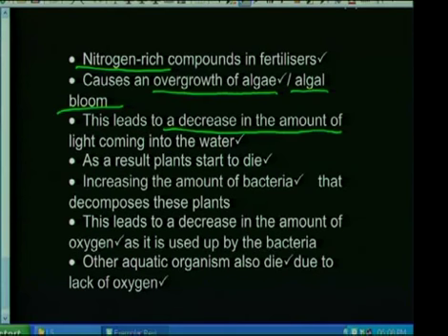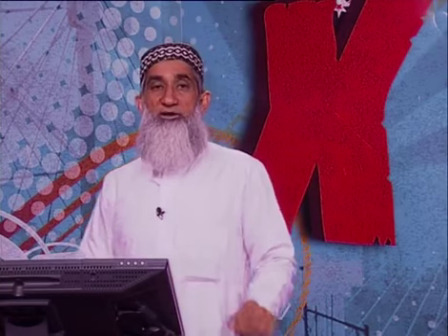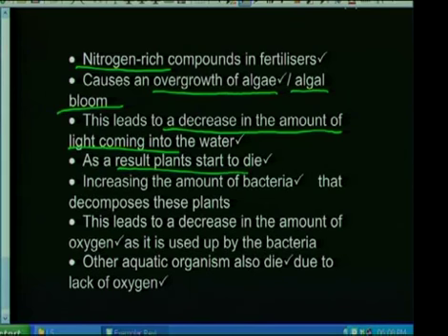And this causes a decrease in the light coming into the water. The algae is making a curtain on top of the water. Please, you can't write that in the exam. A curtain is not the issue. The curtain is the example that I'm giving you. All right? So they're forming a layer that blocks the sunlight from going further down. As a result, plants below this layer will start to die.